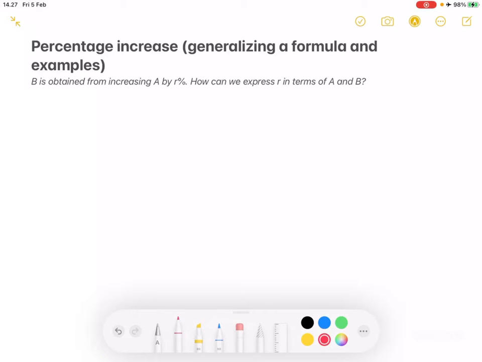So first we can just rewrite an equation in terms of B, A, and R. We know that B is obtained from increasing A by R%. What that means is we have A itself plus whatever the increase is. In this case, it's R% times A.